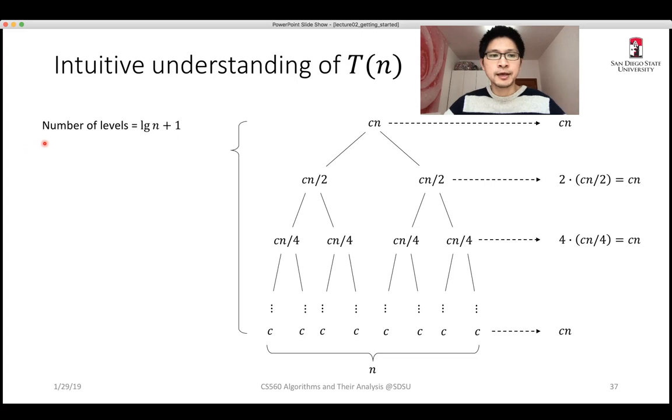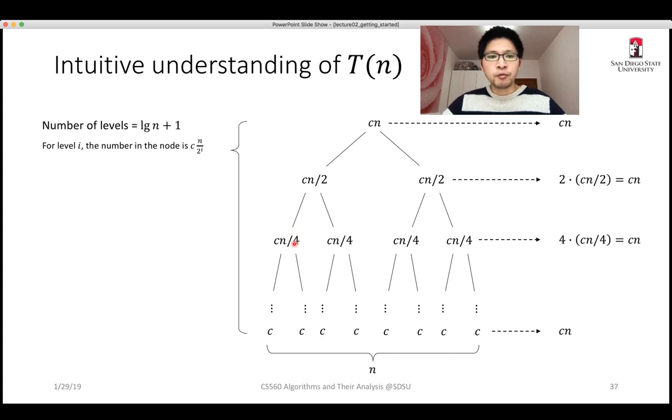So the answer is, the number of levels is log n plus 1. So how do we get this number? By simply observing each node, we can see that at level i, the number in the node is C times n divided by 2 to the power of i. So for level 1, i is 1, and for level 2, i is 2.